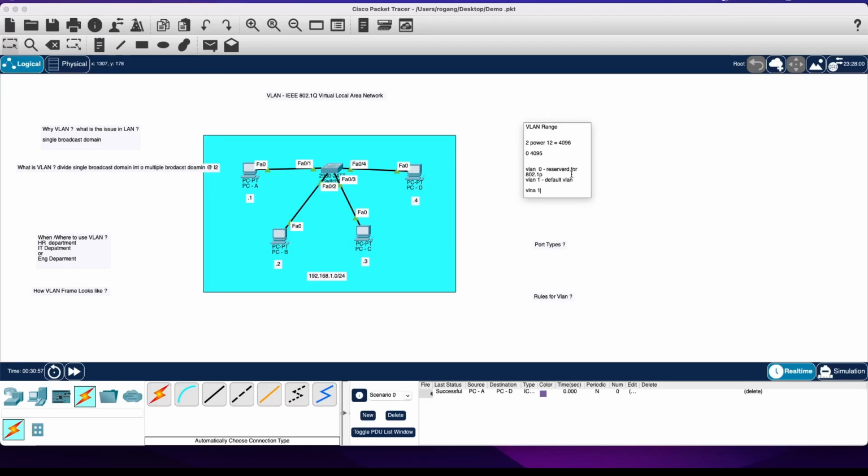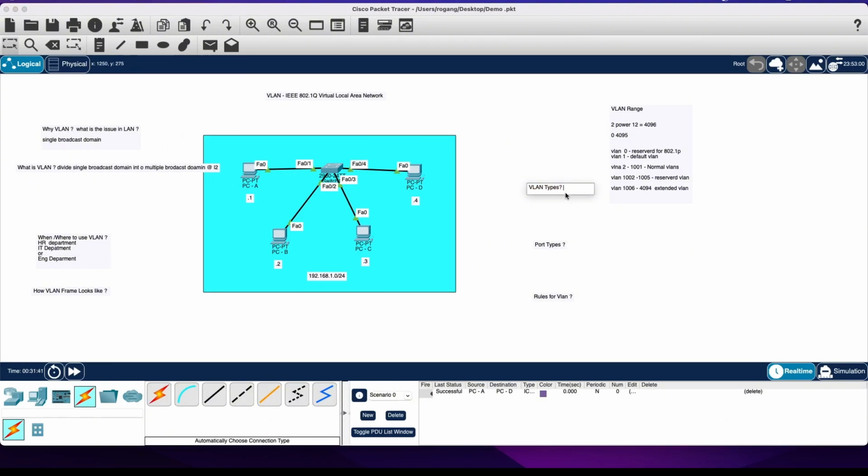VLAN 2 to 1001 are normal VLANs. VLAN 1002 to 1005 are reserved VLANs. And finally, VLAN 1006 to 4094 are extended VLANs. So those are all the ranges that we can use in Cisco. And we will jump into the next question, which is VLAN types.